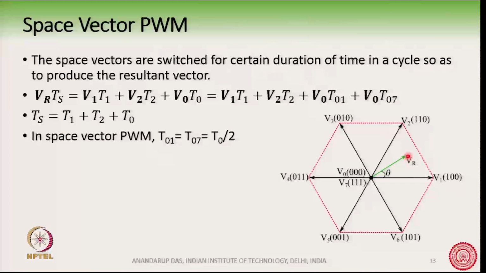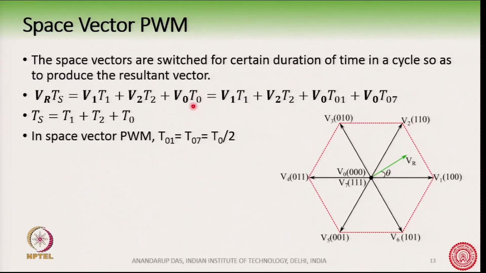Additionally, we see that the 0 period actually is divided into two 0 periods. Why is this called the 0 period T0? Because we are applying the 0 vector during this time. Okay. So, we are applying the 0 vector for T0 time, we are applying the V1 vector for T1 time and the V2 vector for T2 time.